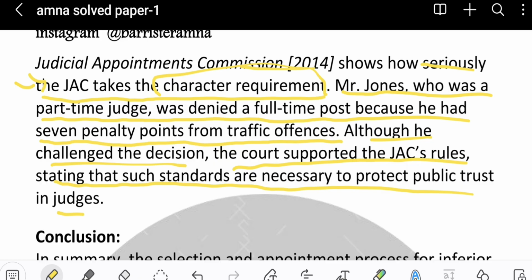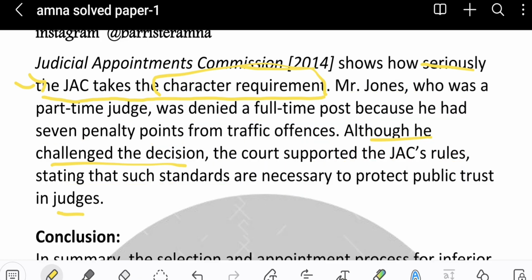And in this whole case, what had happened is that Mr. John wanted to become a judge, but he was rejected because of his past life, where he had committed different offenses. Due to his offenses, he could not be a judge according to the JAC, because according to the JAC every judge must have good character. So this is added in this case.